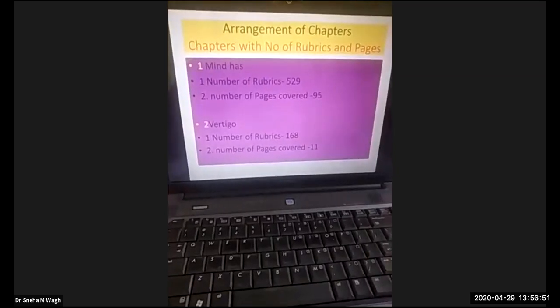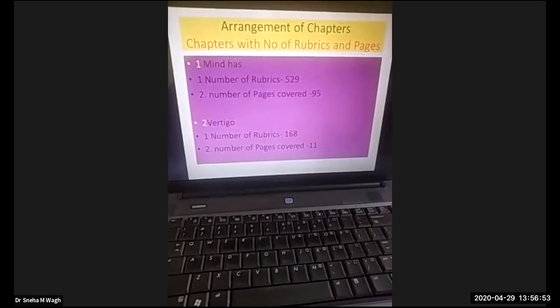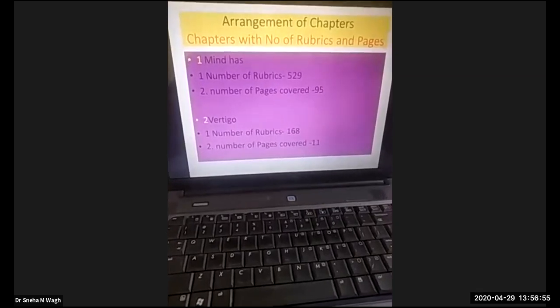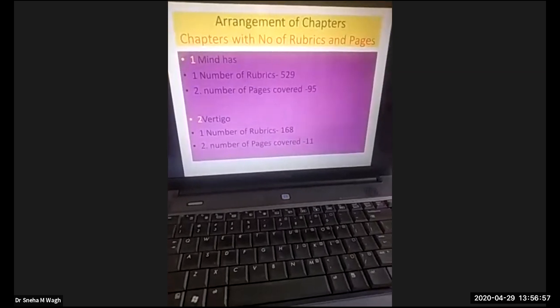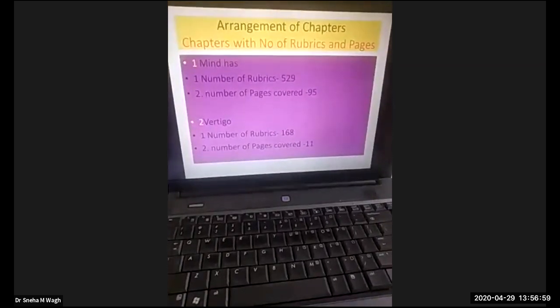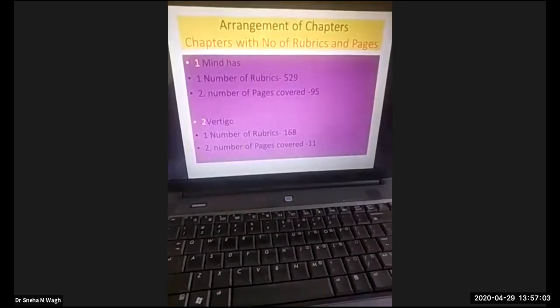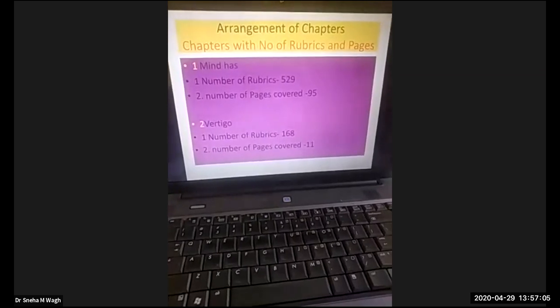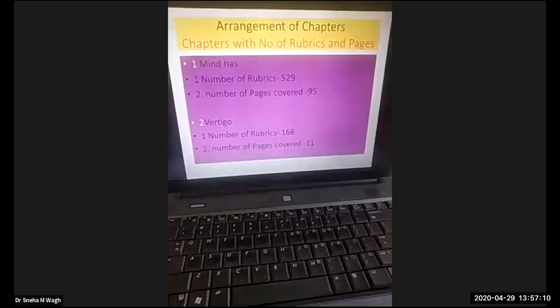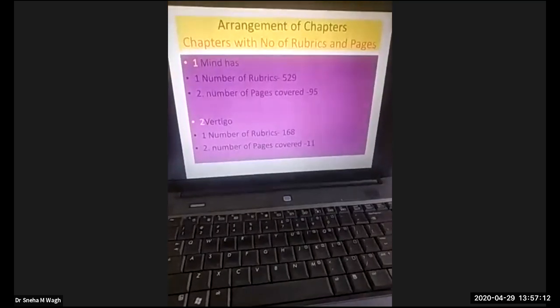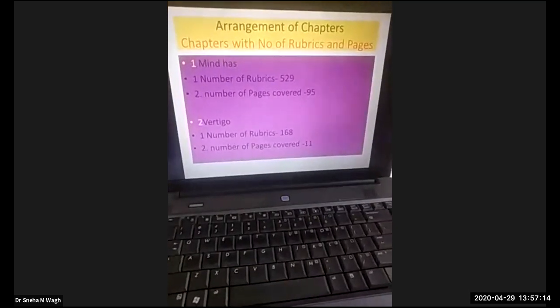Now, how the chapters are arranged. Let us see all the 37 chapters and their number of rubrics and pages. Why are we seeing all this in detail? Because we want to find out which is the largest chapter in Kent's Repertory and which is the smallest chapter, and also to know the different rubrics.